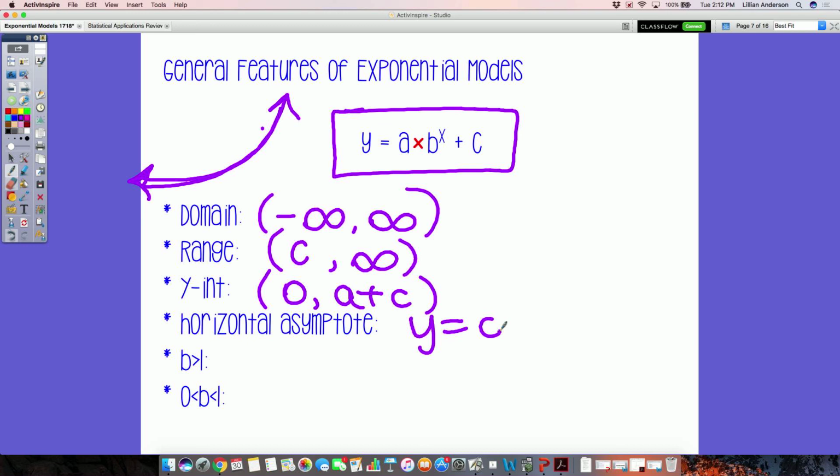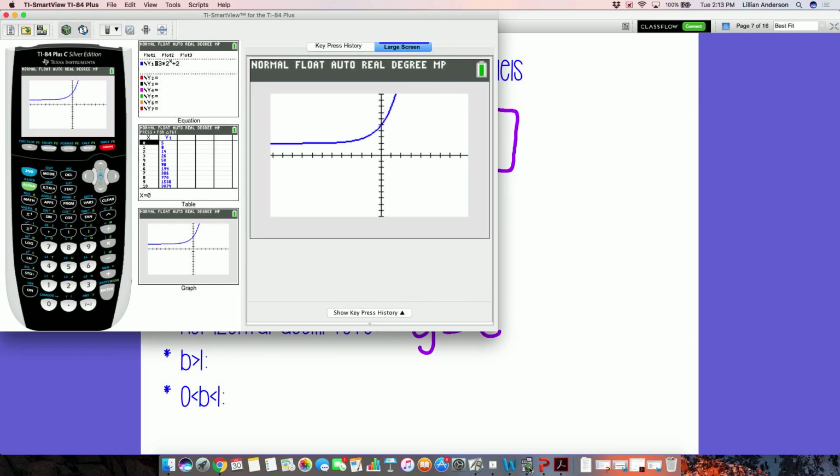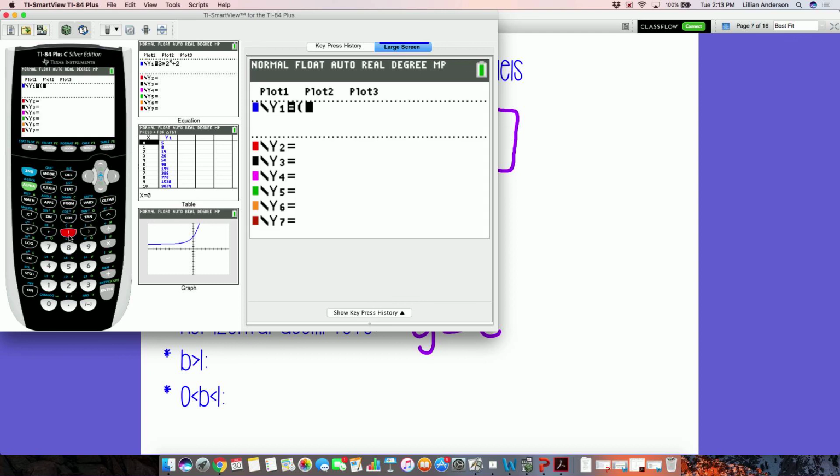But the second that we threw in a 1/2 in there, what did the 1/2 look like? The same, didn't it? Everyone graph 1/2 to the x.